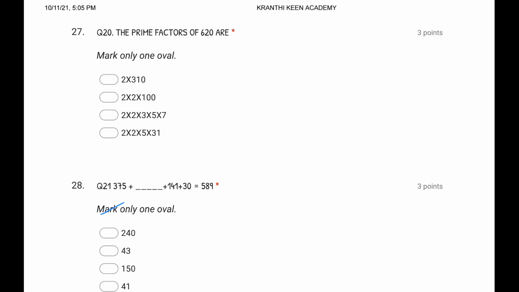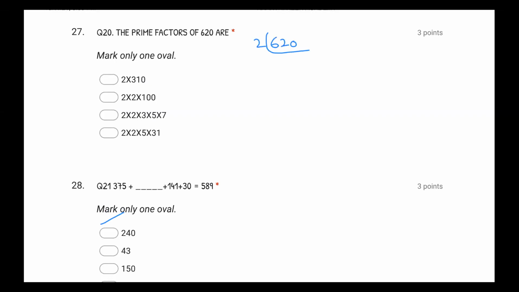Next here, prime factors of 620. Do prime factorization. 620 divided by 2 is 310, and again 2 table, 155. Next 5, 155 divided by 5 is 31. 31 is a prime number. So 2 into 2 into 5 into 31. The answer is 2 into 2 into 5 into 31.